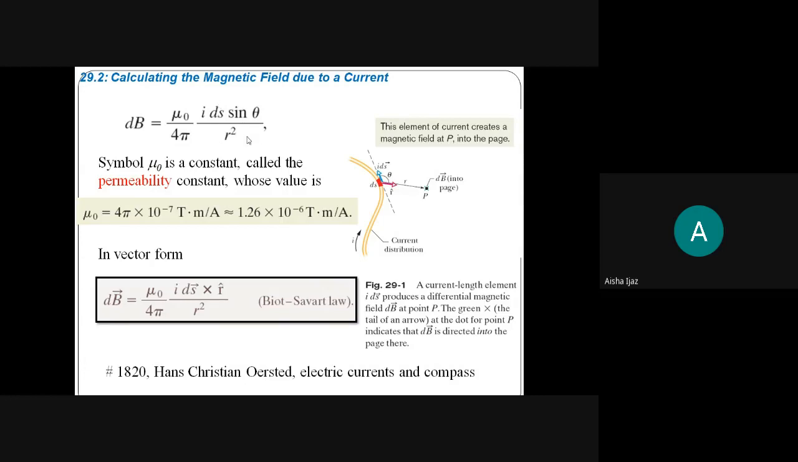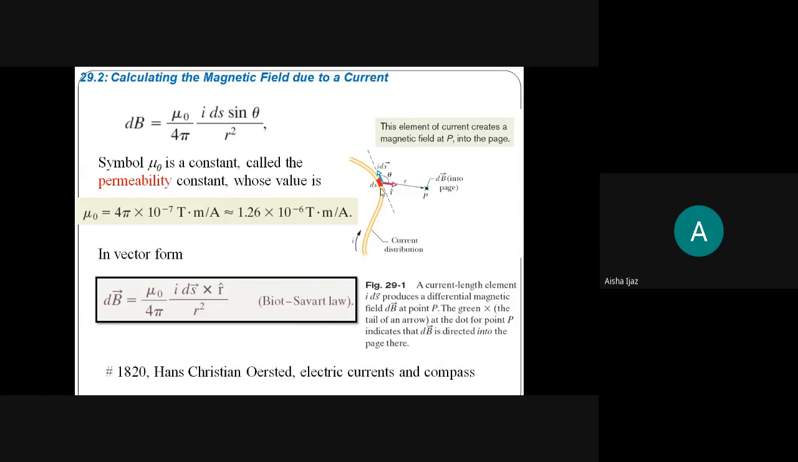You have to remember the mathematical statement of this law, called the Biot-Savart law, and in vector form it is written here in the rectangular box. This is the differential B. Differential B stands for this: if you have a current carrying wire as shown here, with a certain length, we divide it into small patches. Each has the length ds.